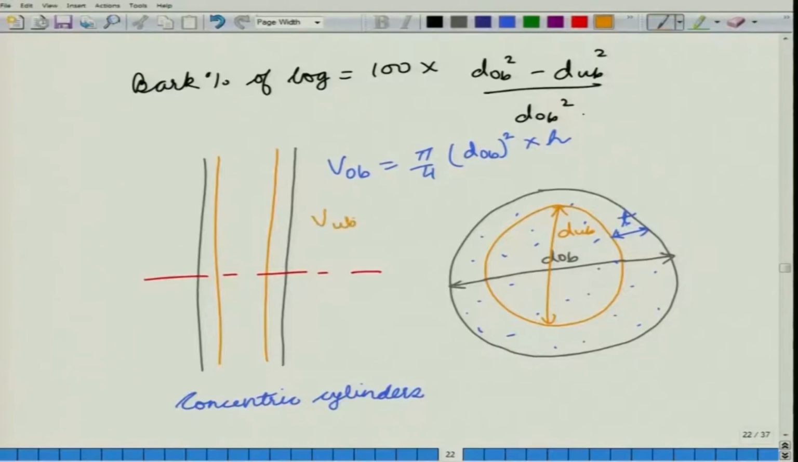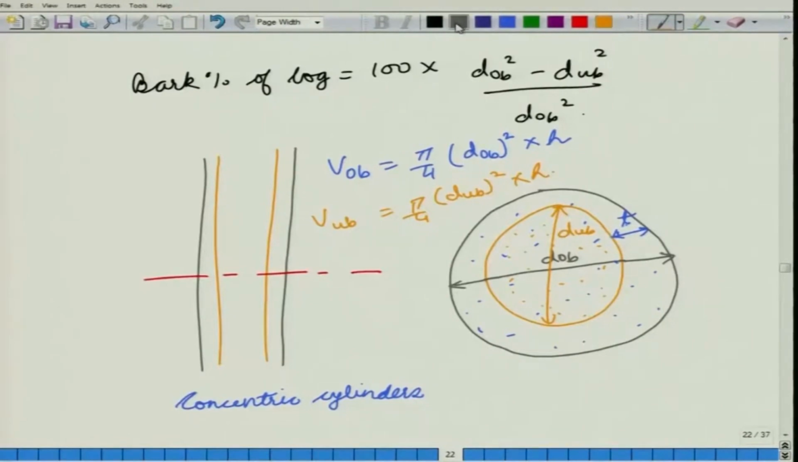What is the volume under bark? When we talk about volume under bark, we are talking about this volume. So, this is equal to pi by 4 dUB square multiplied by the height.